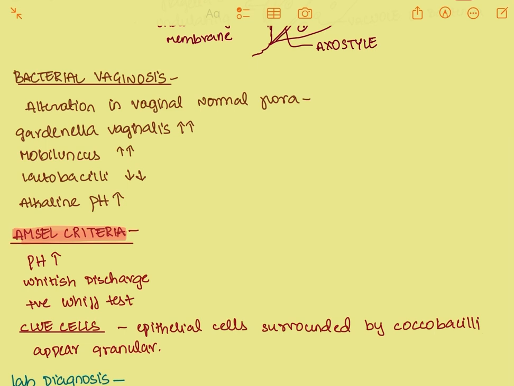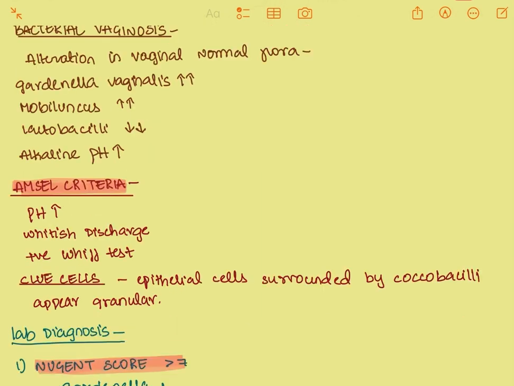Also under bacterial vaginosis, we have Amsel's criteria. It is very, very important to remember. Under Amsel's criteria, the pH is increased, that means alkaline pH. You can see a whitish discharge. The WIFF test is positive; again, the WIFF test is when you take the discharge and add 10% KOH to it and you see a fishy odor. The last thing you can find here is clue cells. Epithelial cells get surrounded by coccobacilli, so they appear like granular structures. These are called clue cells.